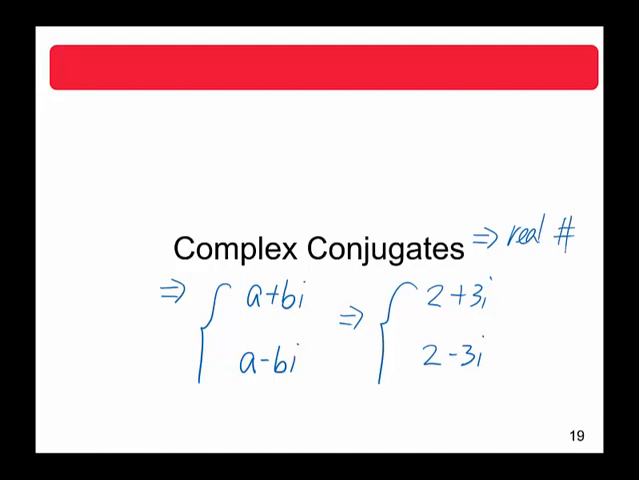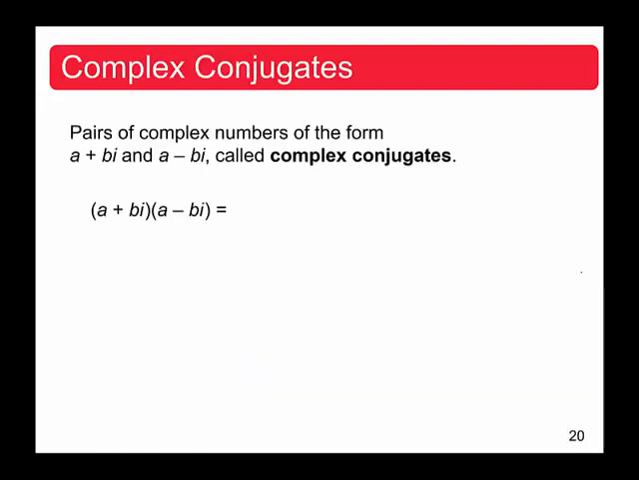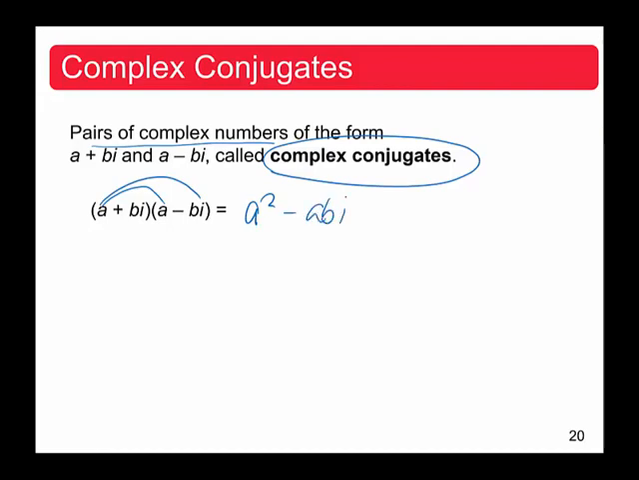Okay. So now let's take a look at some explanations on this. A pair of complex numbers in the form a plus bi, a minus bi is what we call a complex conjugate. The product of two complex conjugates will become a real number. Let's just verify that really quickly. Let's FOIL this. A times a becomes a squared. A times minus bi becomes minus abi. And then bi times a, both positive, becomes positive abi. And then bi times negative bi, plus times minus, becomes minus b squared i squared.